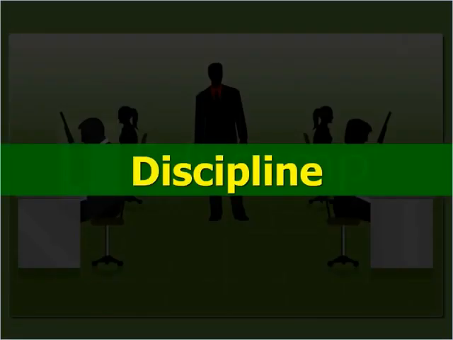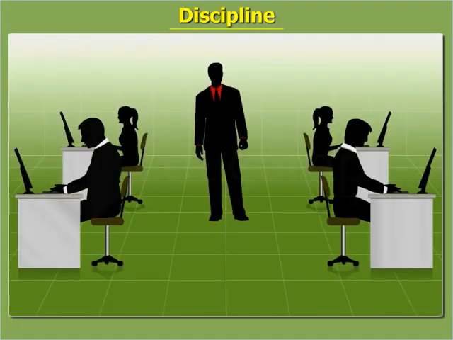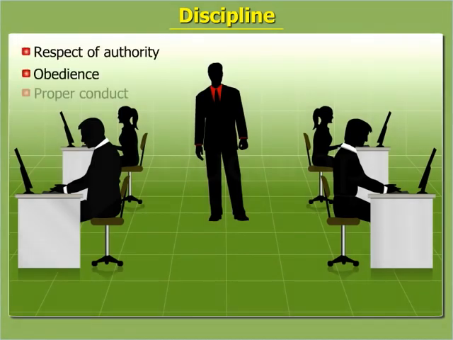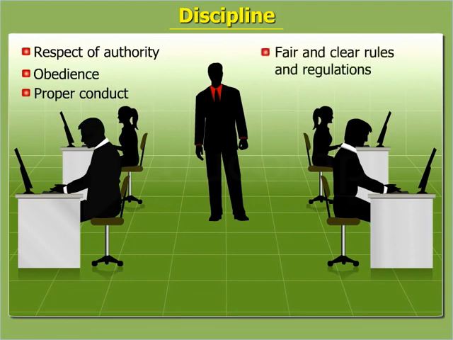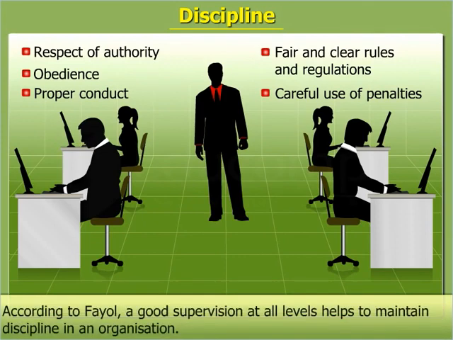The third principle of management is discipline. A good discipline is required at all levels for the smooth functioning of an organization. It includes respect of authority, obedience, proper conduct, fair and clear rules and regulations, and careful use of penalties. According to Fayol, good supervision at all levels helps to maintain discipline in an organization.